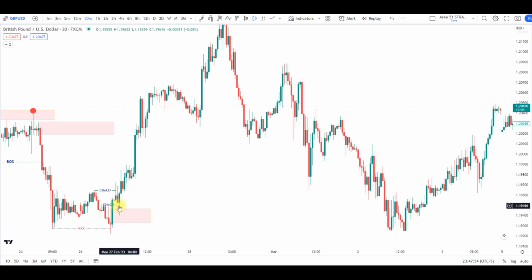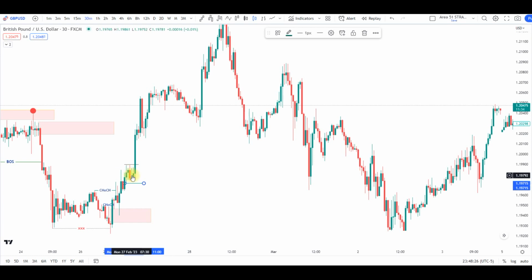So this entire thing is one move, and then it gives us that pullback, and now we have one entire move. This is not a pullback, guys, don't get confused. A pullback is only valid if it breaks the low of the previous candle. This is the low of the previous candle, so the high and the low of this previous candle are protected. This means this is not a valid pullback.